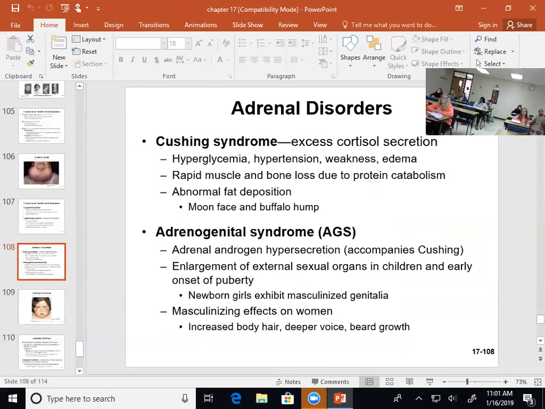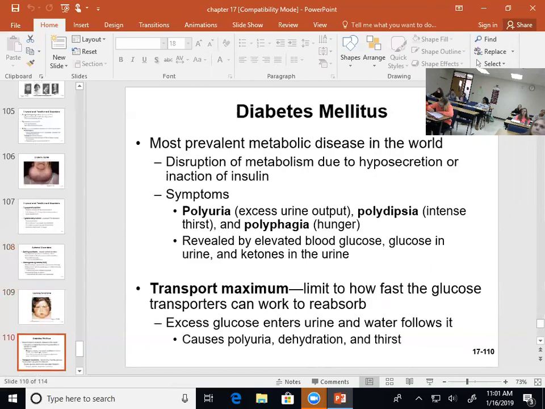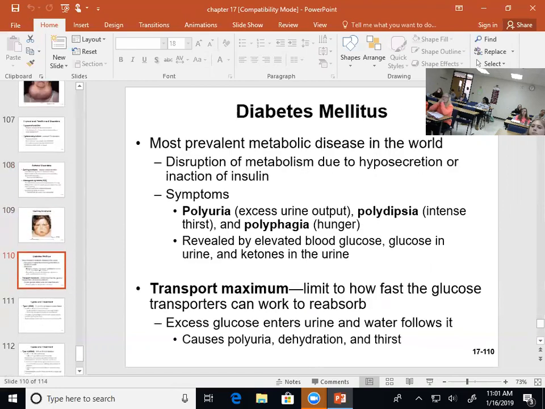All right, wait a minute, I've got to go back. And then AGS, I told you, was when the little girls are being born with masculinized genitalia, newborn girls. But it can also have these effects on women when the onset occurs there, from the adrenal glands. We like things in just the right amounts. I've already talked to you about diabetes mellitus, so you guys can see some of these definitions that I had given you. They're in your notes, aren't they?